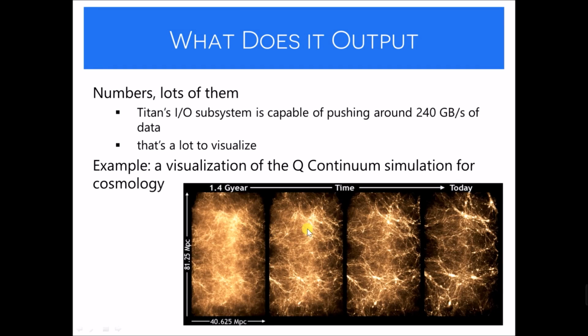So for example, here's one example, the Q continuum simulation for cosmology. We're talking about giga years, long time spans. These kinds of simulations went on for millions of years, so you have to sort of see this. Except for a non-expert, this may not look very interesting.